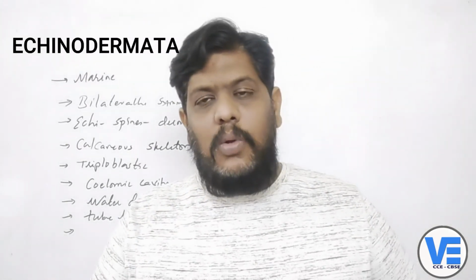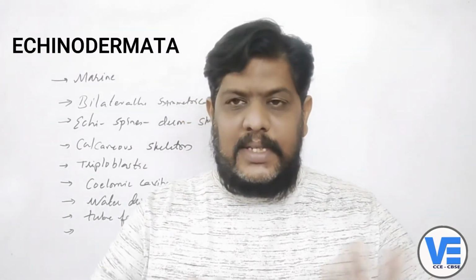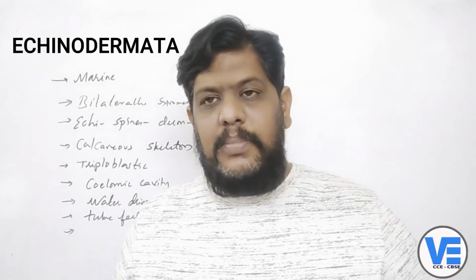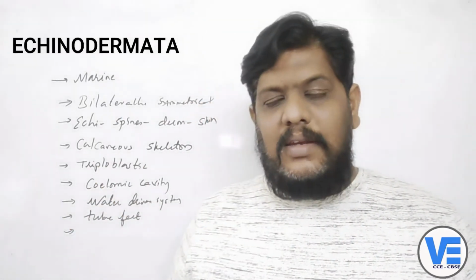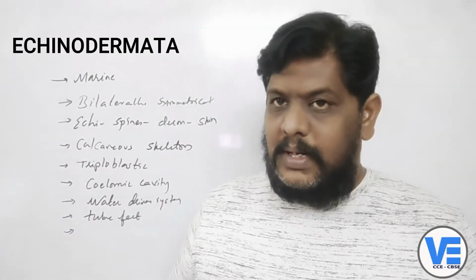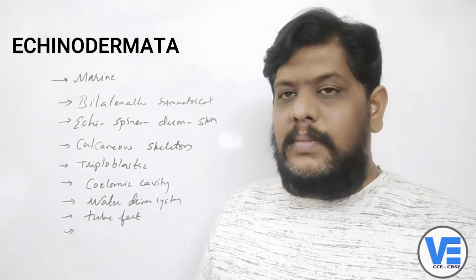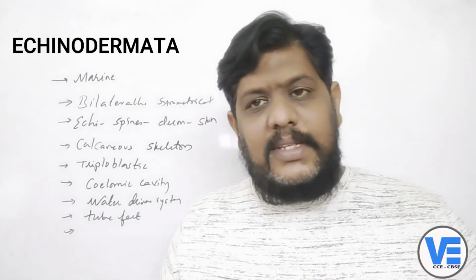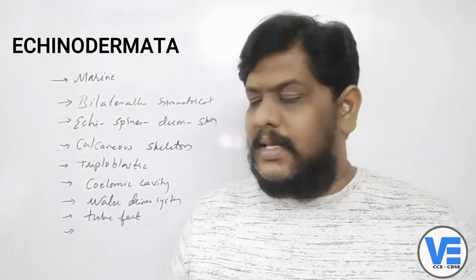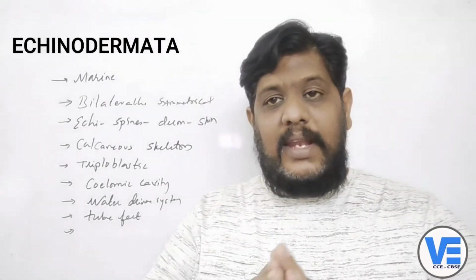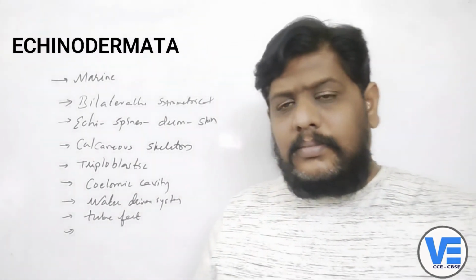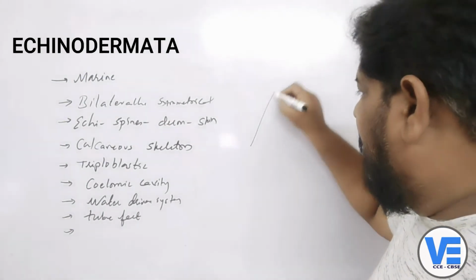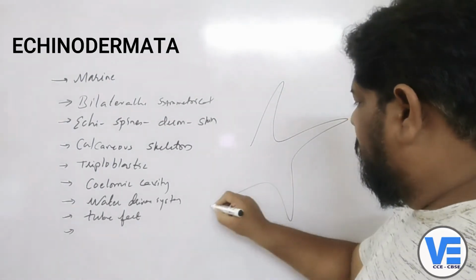So when you see the outer side, the skeleton which is present inside the body is made up of calcium carbonate. That's why we call it the calcareous skeleton, which is made up of calcium carbonate. So that makes the skeleton a bit hard. And already we have seen that they are having the triploblastic cells and all, and also they will have the nice coelomic cavity.